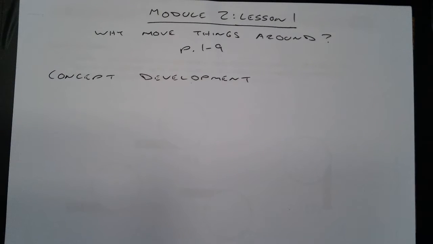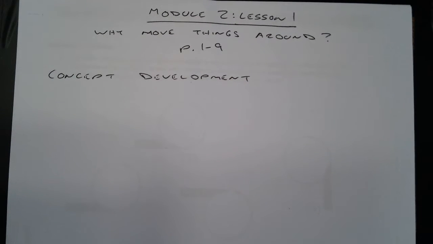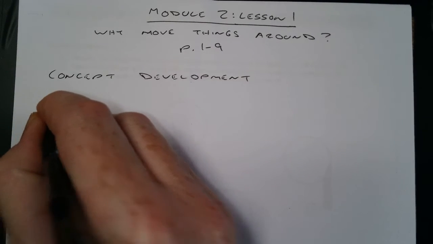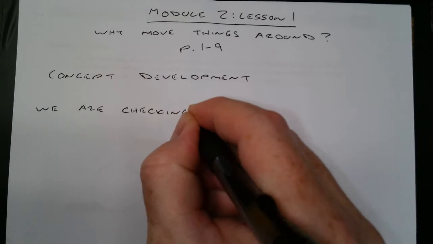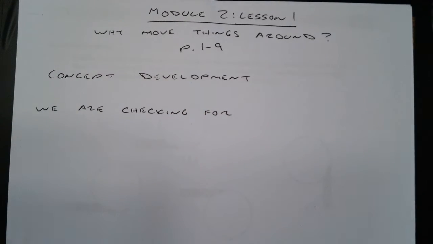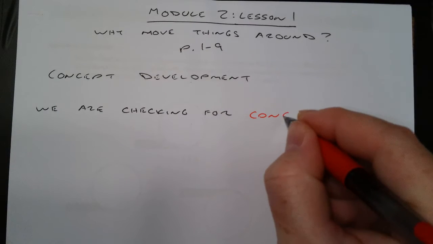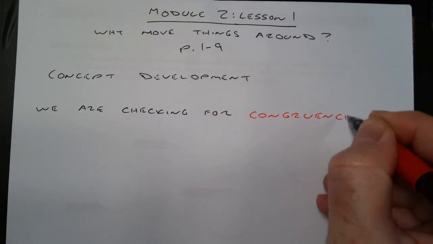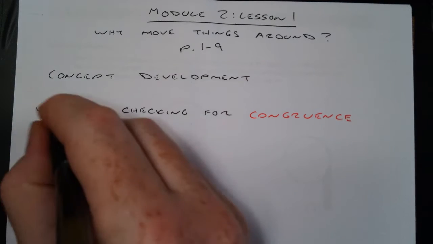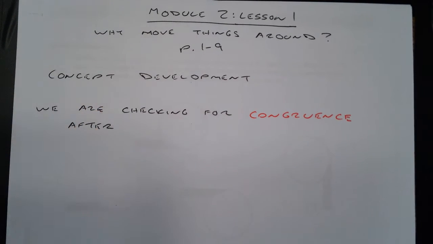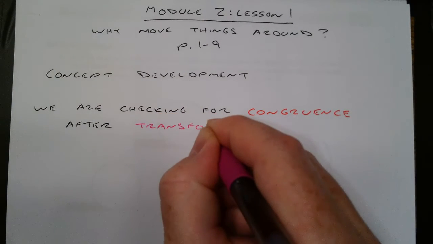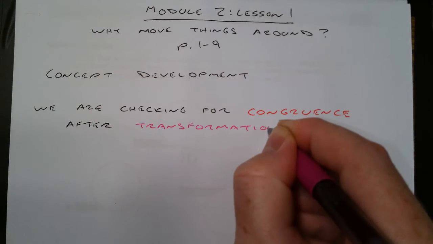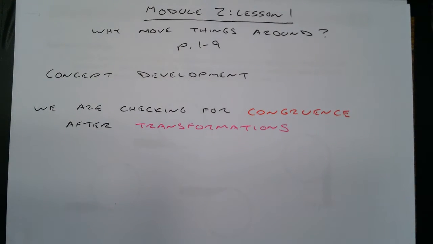So what I was just doing with the lines, with the rectangle, with the angle, and with the parallel lines, we are checking for something called congruence after we do some transformations. So there's two vocabulary terms in what we were doing. We were checking for congruence after transformation.